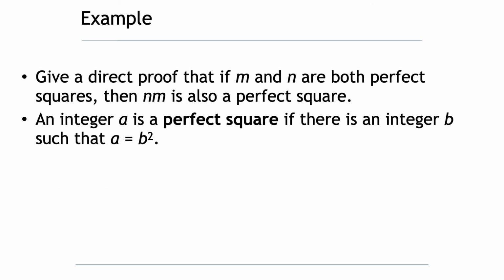Let's see another example. Give a direct proof that if m and n are both perfect squares, then n times m is also a perfect square. An integer a is a perfect square if there is an integer b such that a is equal to b squared. As you see in this example and from the previous one, we always have to state the definitions, so we know exactly what we have to prove.